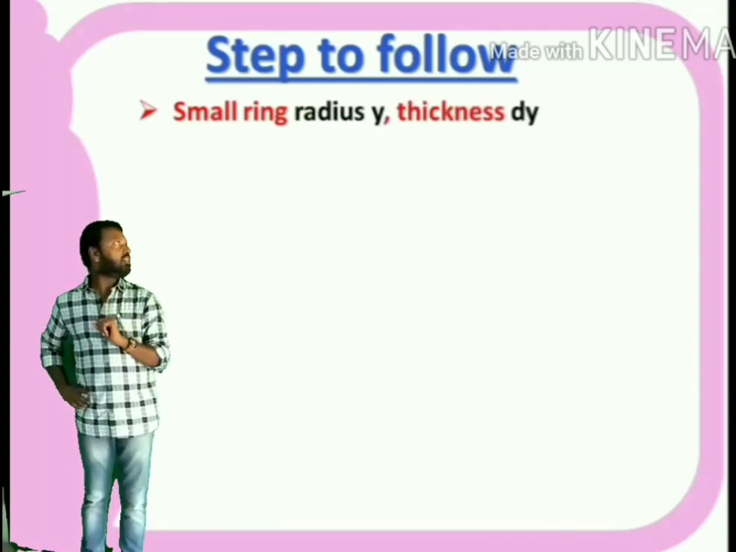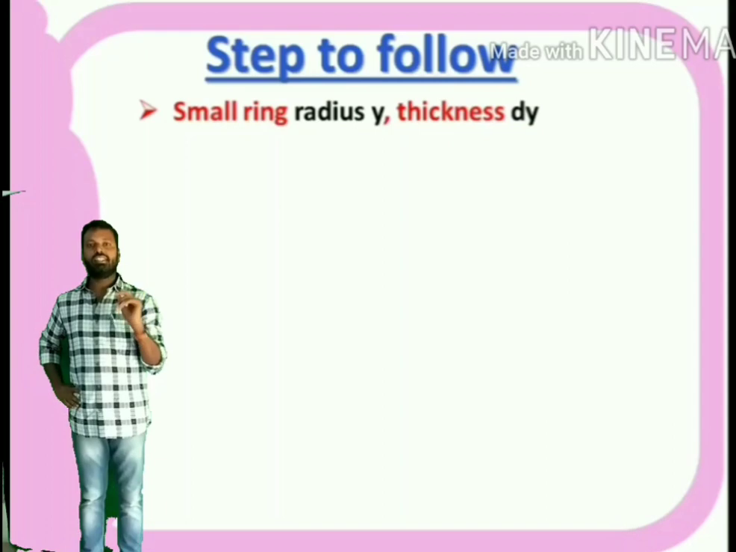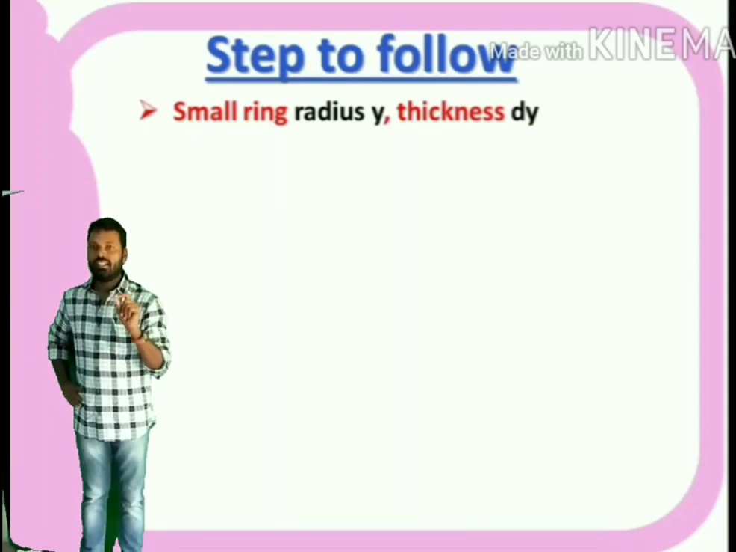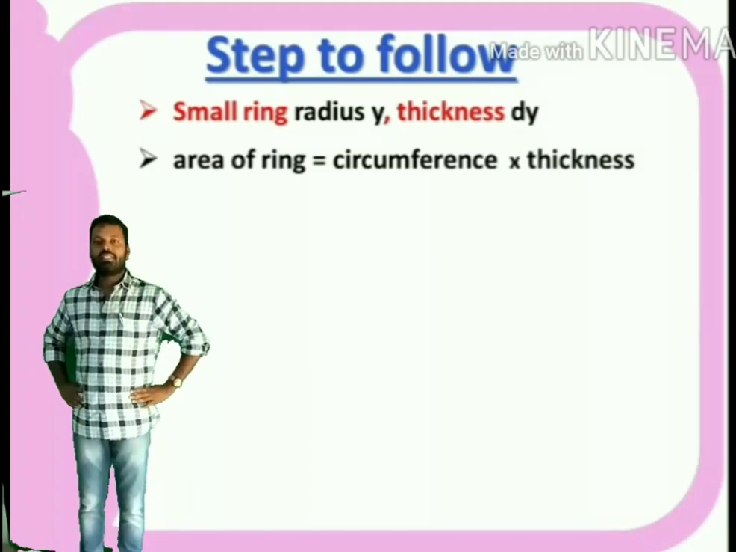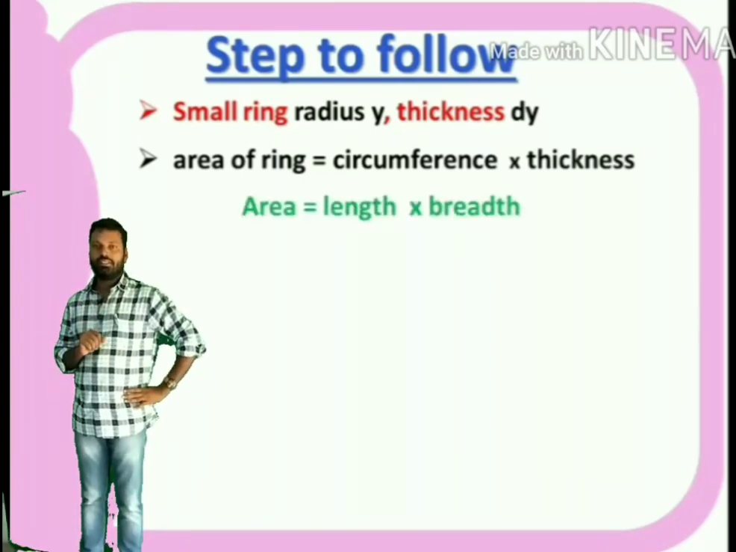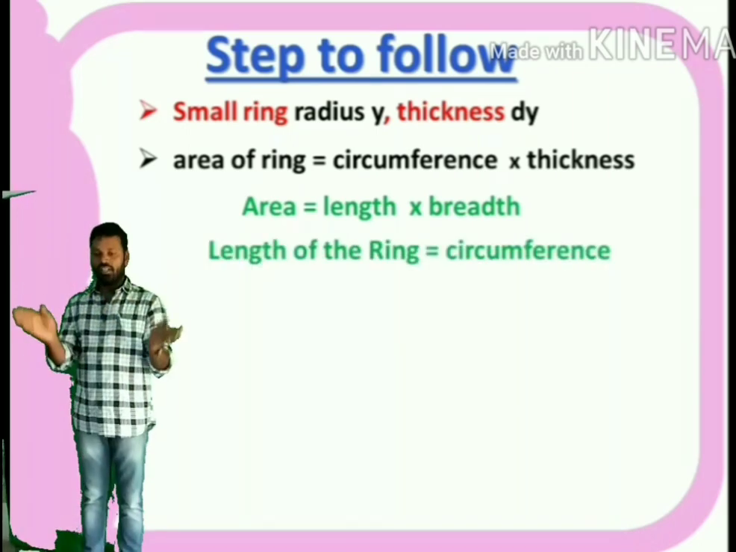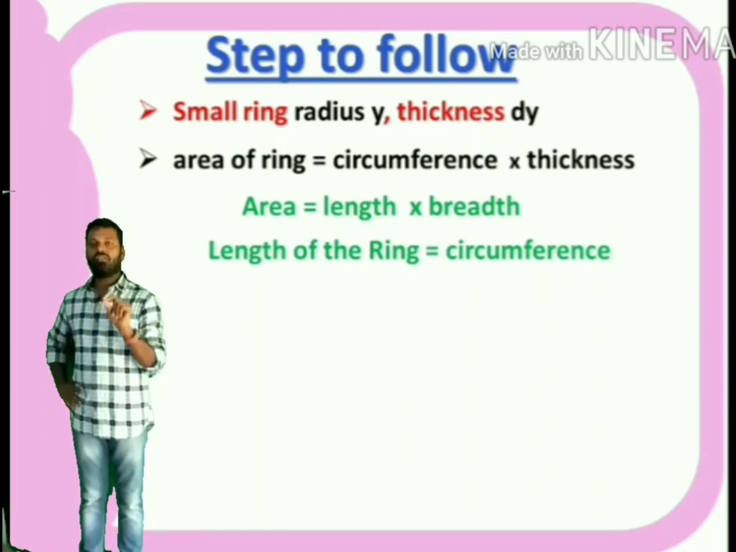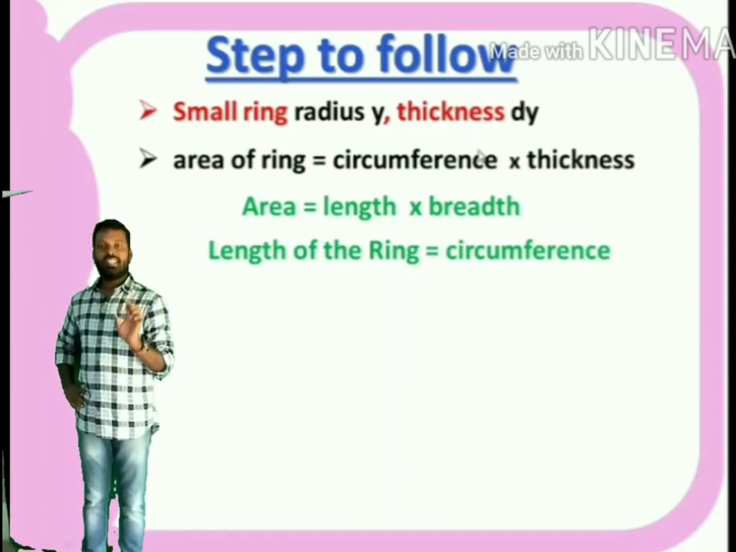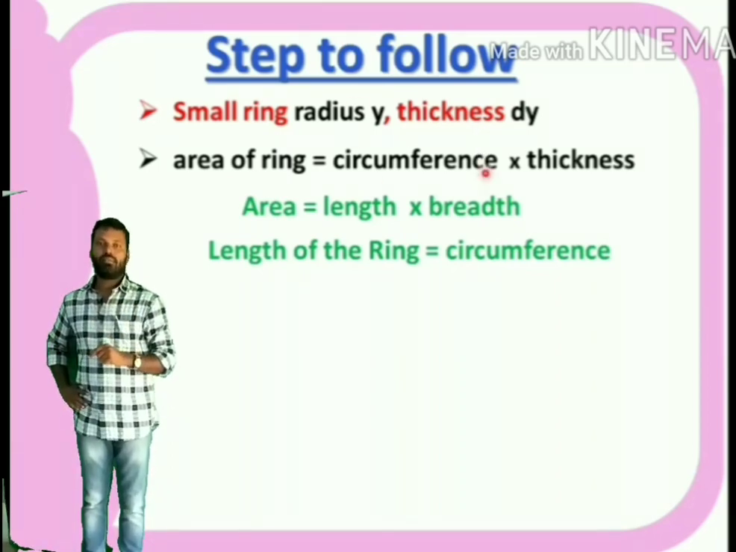Consider one of such rings with radius y and thickness dy. Find out the area of that ring. Generally the area formula is length into breadth, right? Here length is nothing but the length of the ring. Generally the length of the ring is indicated with circumference. So area of the ring is equal to circumference into thickness.